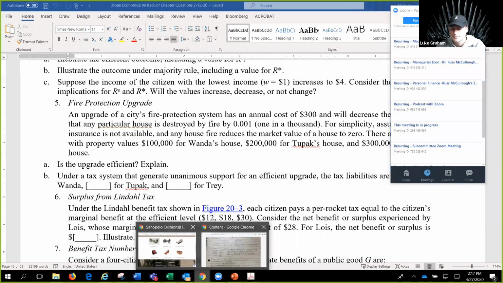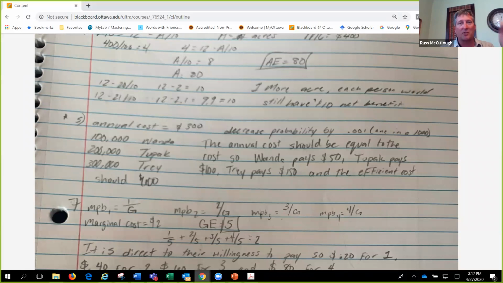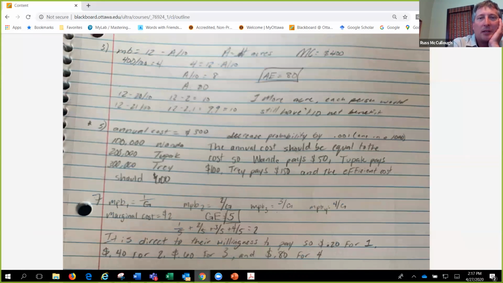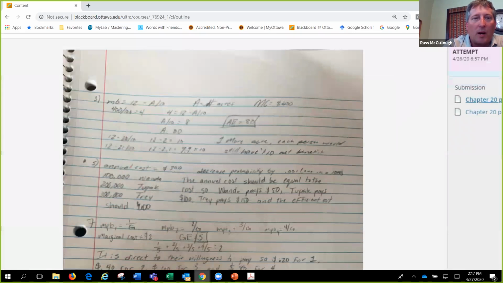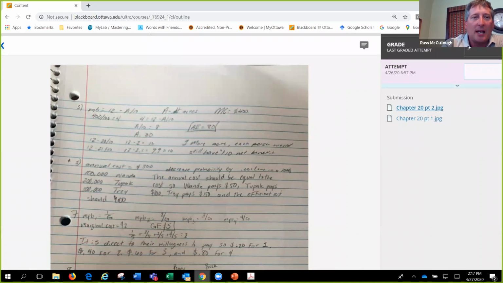Okay. Whenever you see probabilities, you should probably shift into expected value mode. So when we got this decrease in probability, what is the expected benefit for Wanda? She's got a chance of a fire, and the expected benefit is that she's going to lose all of her house.